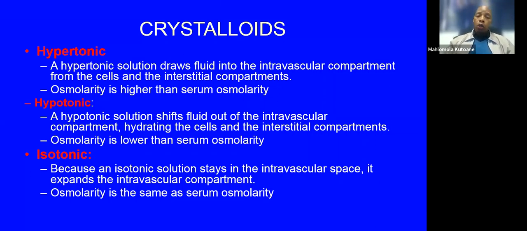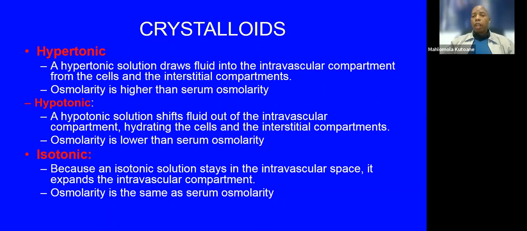The hypotonic solutions shift fluid out of the intravascular compartment, hydrating the cells and the interstitial compartment. Their osmolarity is lower than the serum osmolarity. Isotonic solutions stay in the intravascular space, expand the intravascular compartment, and their osmolarity is the same as the serum osmolarity.